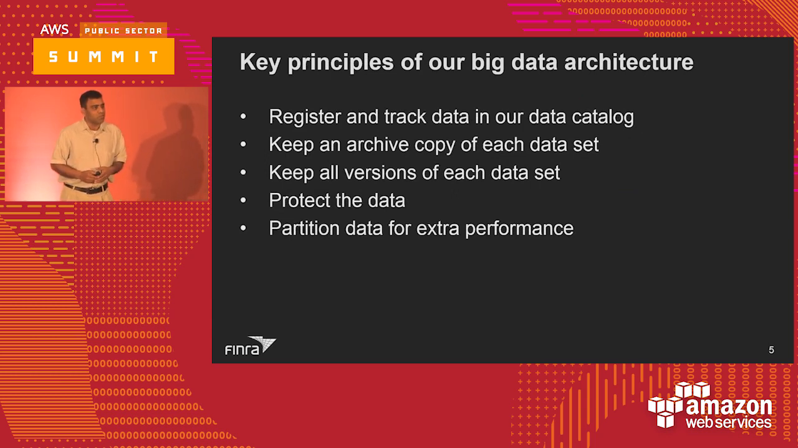When we moved to AWS, what were our primary principles? We wanted to make sure that we register and track all the data that we keep in S3, everything from start to end. We also wanted an archival copy, more like a CSV-type copy, kept in Glacier or in the West Zone, so that in case of a need, such as a disaster, we can take the archival copy and restore our processing. And we wanted to keep all the versions of our data, which was not possible in our on-prem environment.